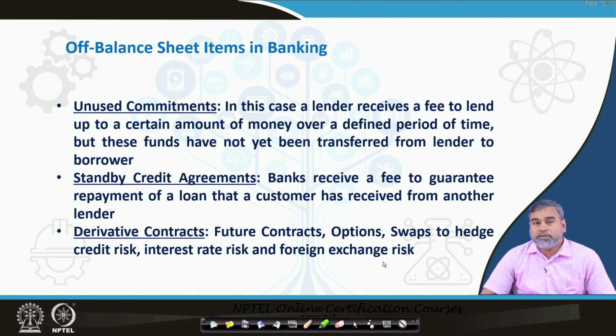Then we have the derivatives contracts, which are nowadays popularly used by banks to manage risk, and sometimes also for maximizing returns or profits. You have futures contracts, options, and swaps, and mostly those instruments are used to manage interest rate risk, credit risk, exchange rate risk, etc. for the commercial banks.